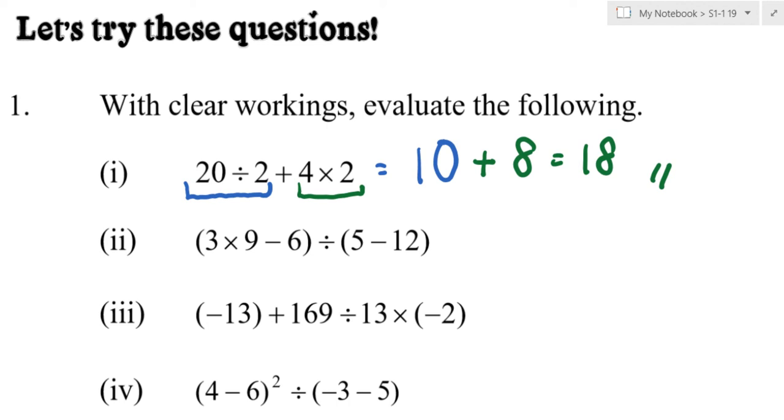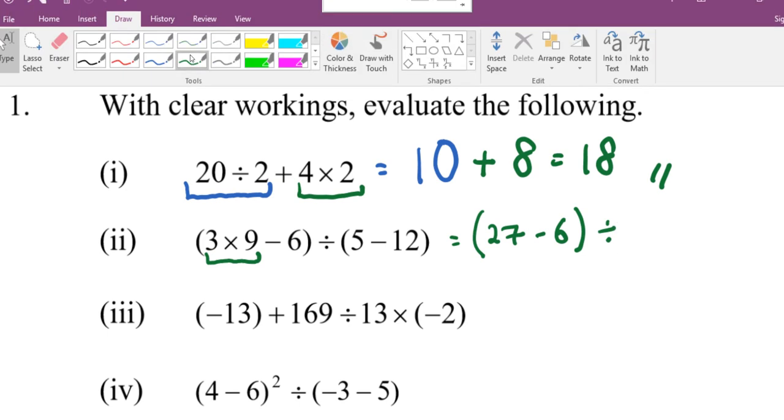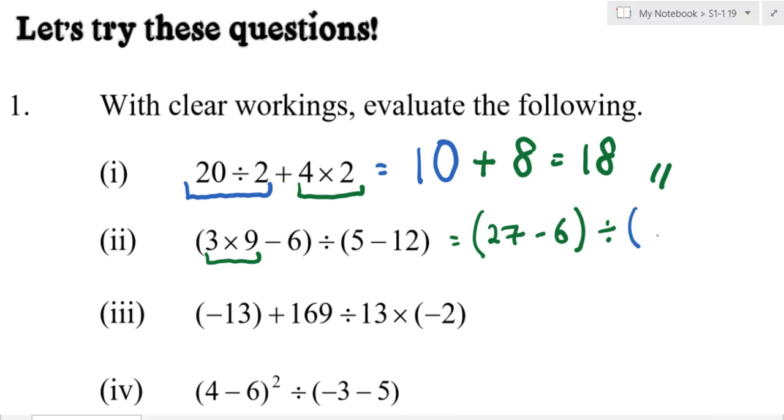Okay? This one, what do you do first? Bracket first. But inside the bracket got times and minus. Which one do you do first? Do times first. So this one I will do 3 times 9 minus 6 divide by what? 5 minus 12. Press calculator.